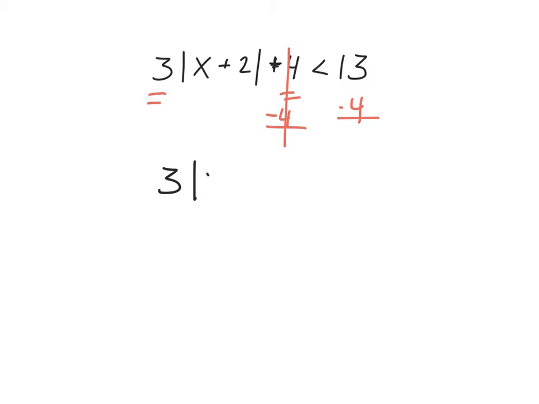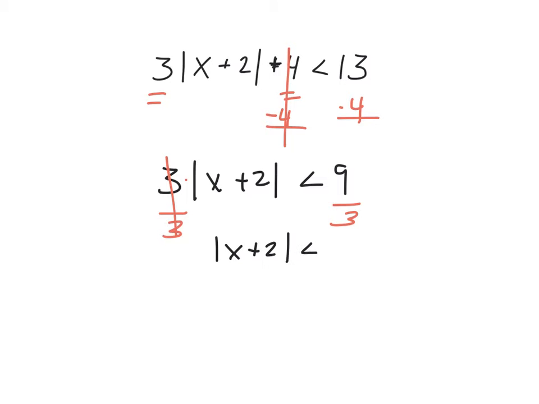And then we're multiplying 3x plus 2 in absolute value bars. That's going to be less than, what is this, 9? 13 minus 4 is 9. I have to deal with this 3 on the outside next. Because it's multiplied, my inverse operation is going to be to divide. That crosses this one out. Now I have this absolute value of x plus 2 is less than 9 divided by 3, 3.